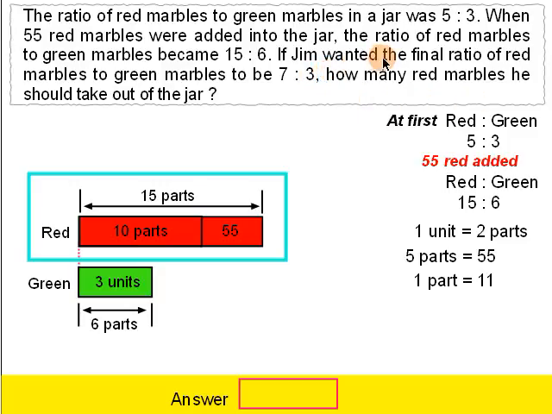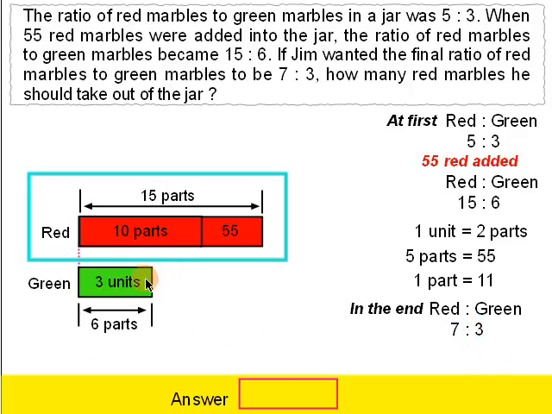Okay, now we proceed on. If Jim wanted the final ratio of red marbles to green marbles to be 7:3, how many red marbles should he take out of the jar? So we look at this tree here. It coincides with the model at first. That means we can use back the same model for green, but it's just that now we are converting it back to units.